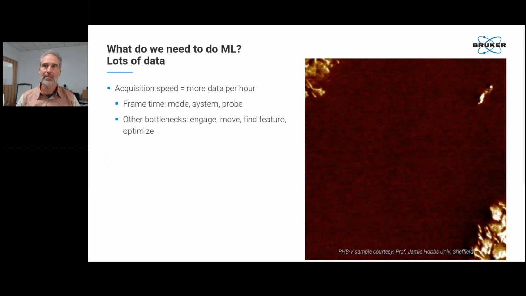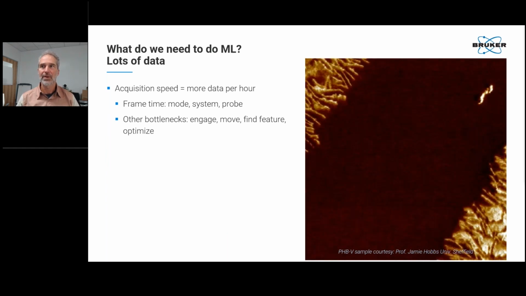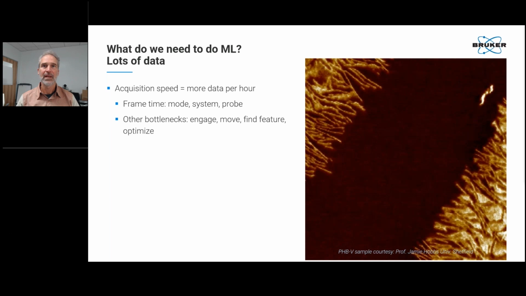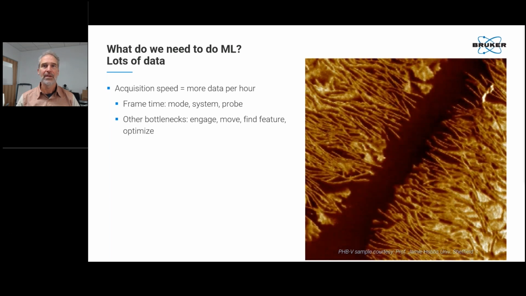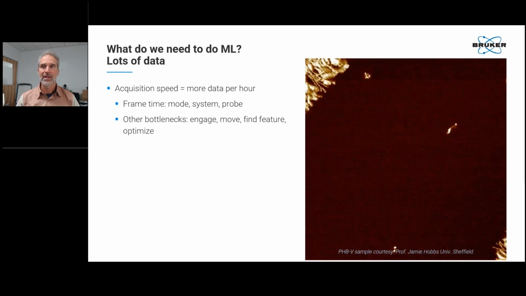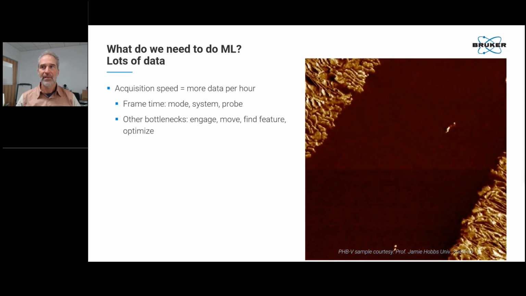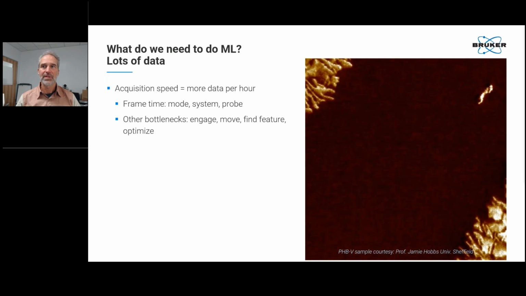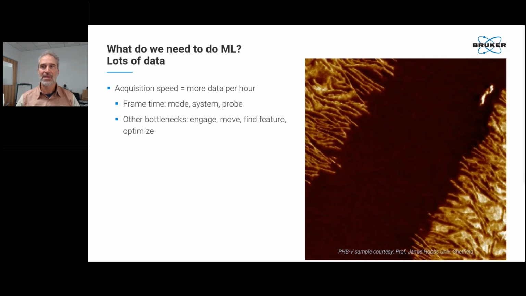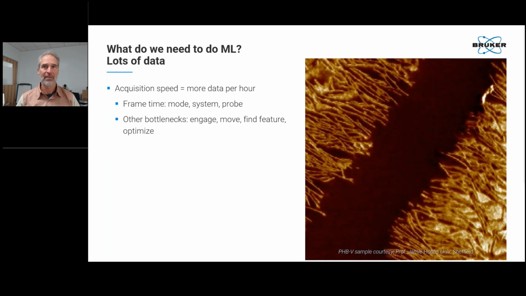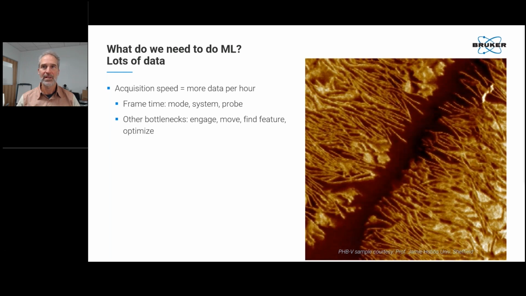Firstly, AFM is not generally known as a very fast way to collect data. And machine learning typically needs a lot of data for training models. To provide the needed data volume, we need to consider two ways. One, improve the rate of acquisition, and then secondly, increase the amount of productive time that we're actually collecting the data.